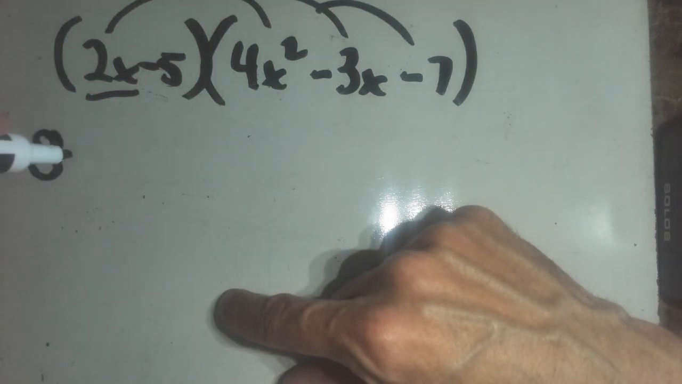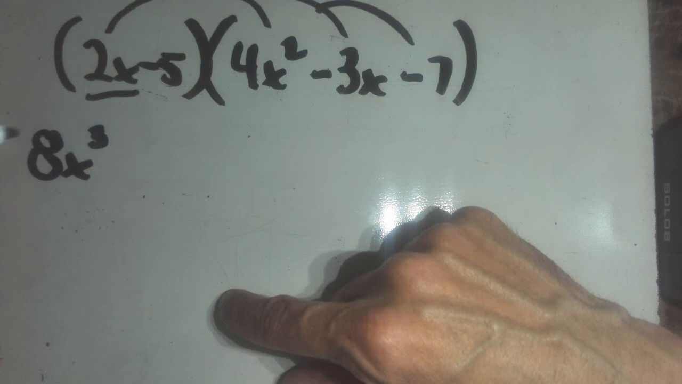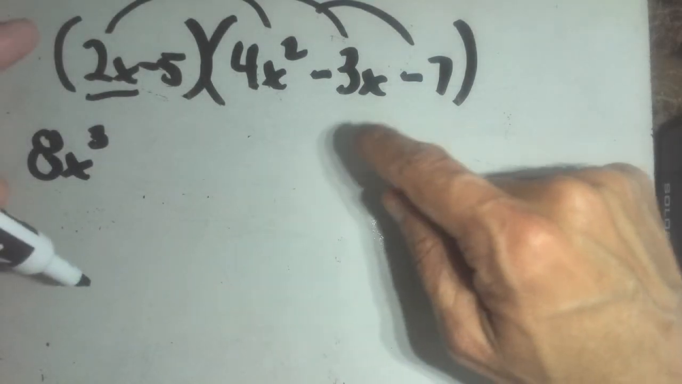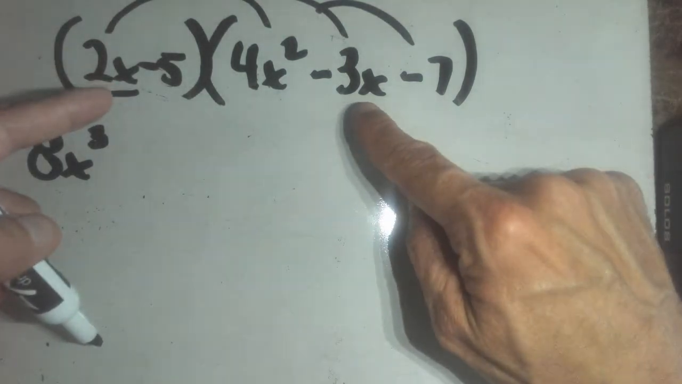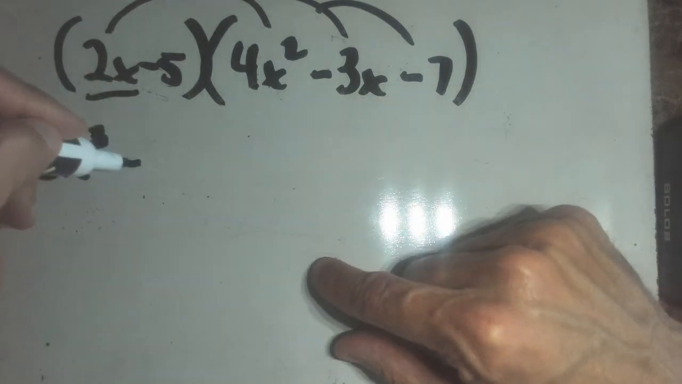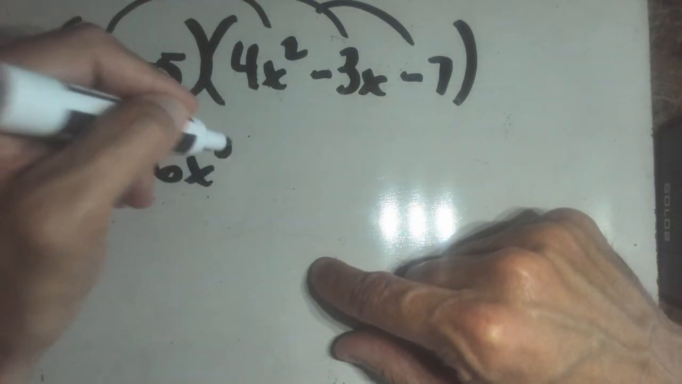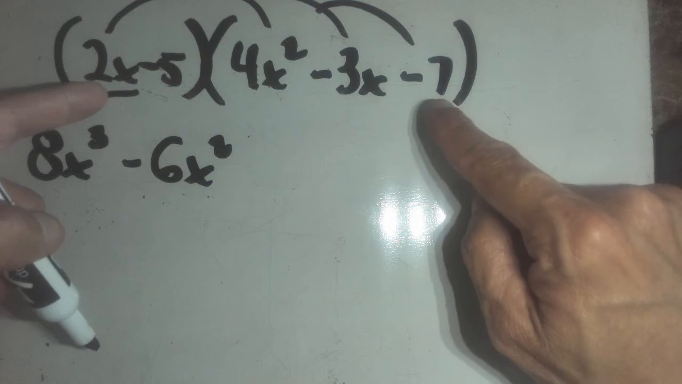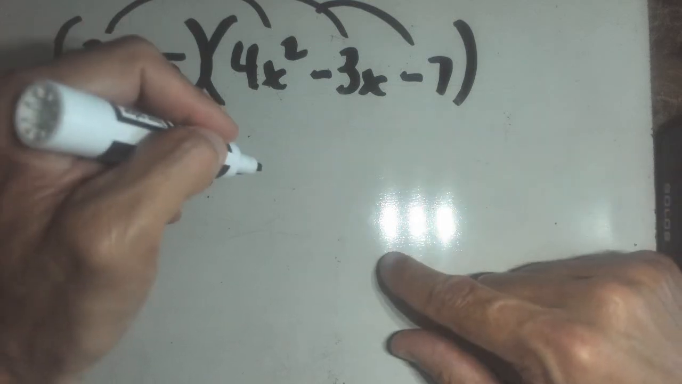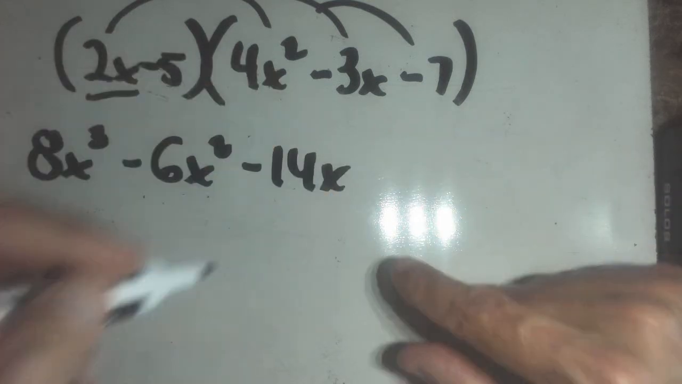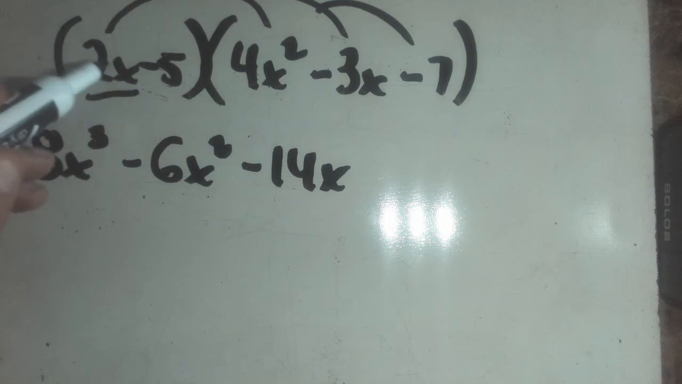This is learning. This is like spring training for me. All right, now I'm going to take 2x times negative 3x, and we're going to get negative 6x squared. And then we're going to take 2x times negative 7, and we're going to get negative 14x. Okay, the 2x is gone. We won't need it anymore.